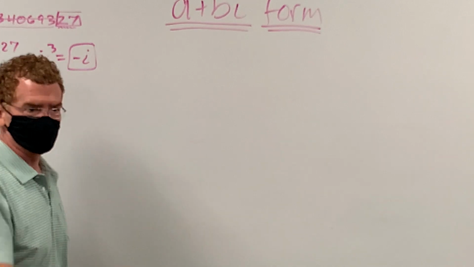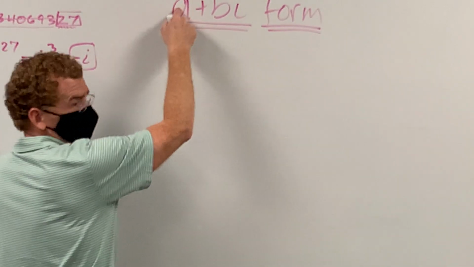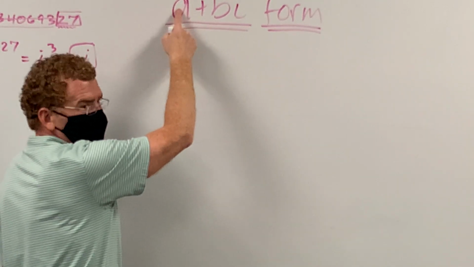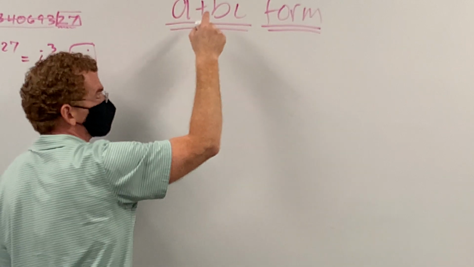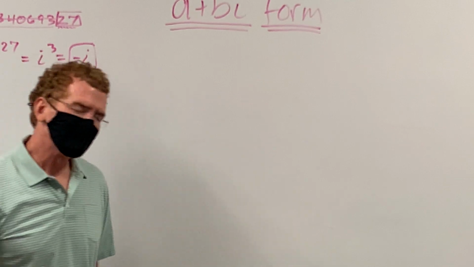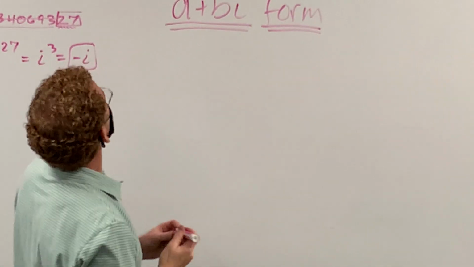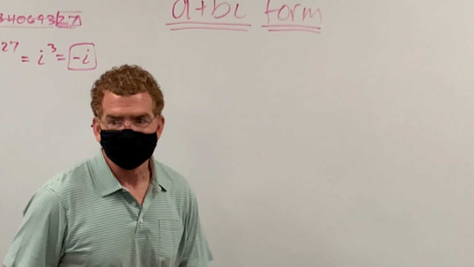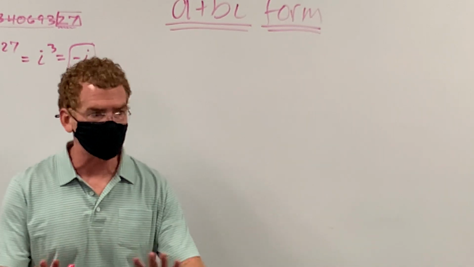What has to come first? The real part, right? Has to come first. What has to come second? The part with the i. Now the i, there's some allowances I give you where the i can go, and I'll talk about those.